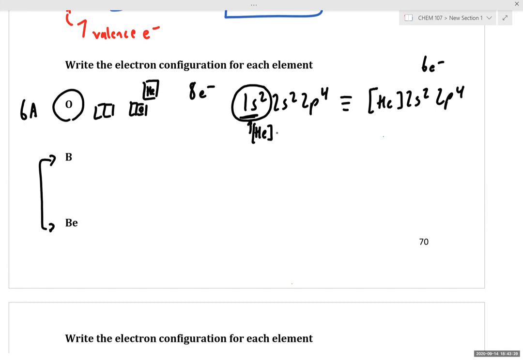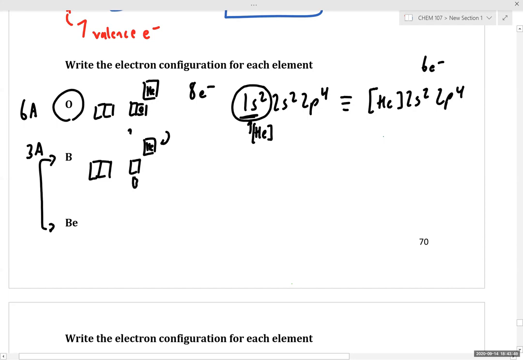Let's look at this example one more time. So boron, the noble gas before boron is helium. Boron is also a group 3A element. Boron is in the third column of the periodic table. So boron naturally has 5 electrons, and its long form configuration would be 1s2, 2s2, 2p1.